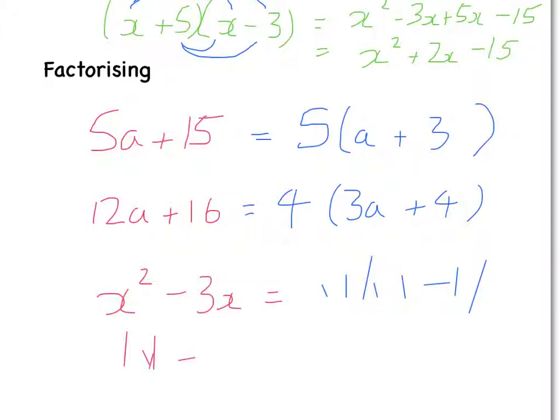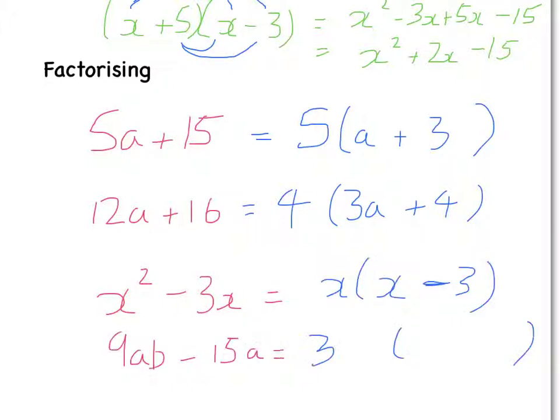And the final example, 9ab minus 15a. So, is there a common value that goes into both 9 and 15? Well, yeah, 3 does, so we can take a 3 out. But is there anything else we can take out? Oh yeah, if we look carefully, there's an a that appears in both terms here. We've got ab and we've got an a. So we can also take an a out.